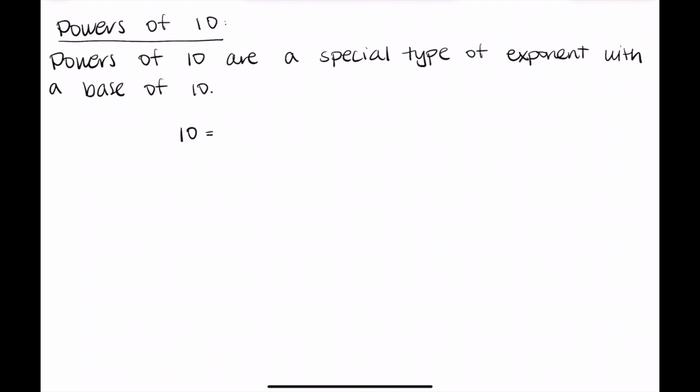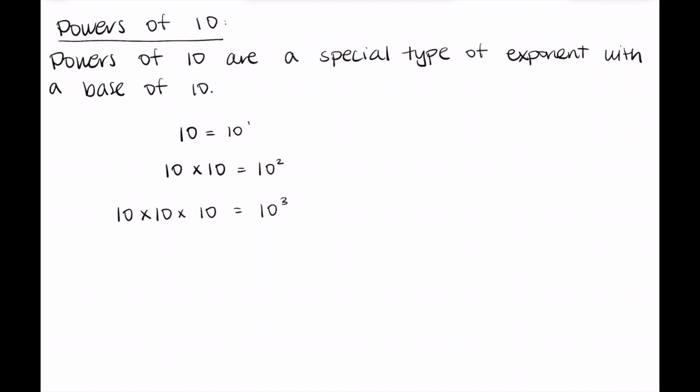So to start off, if I had 10, the base would be 10, and there isn't really an exponent there, but technically it's 1. What if I had something like 10 times 10? Well, 10 is our base, and we have 2 of them, so that would be 10 to the power of 2, or 10 squared. The same pattern continues if I have 3 10s. 10 is our base, we have 3 of them, so it would be 10 cubed.